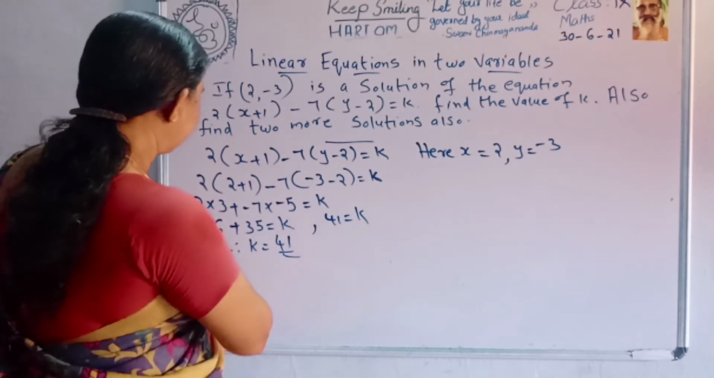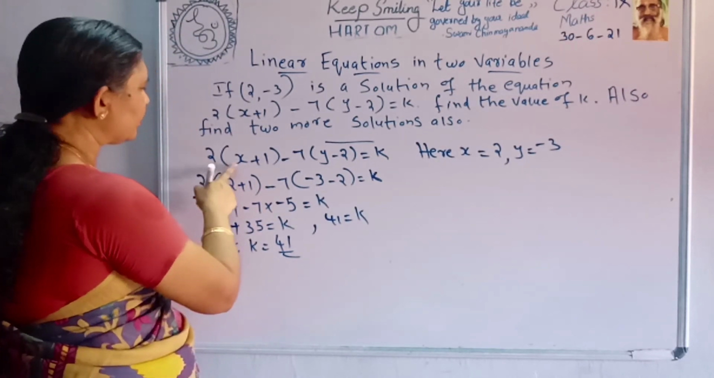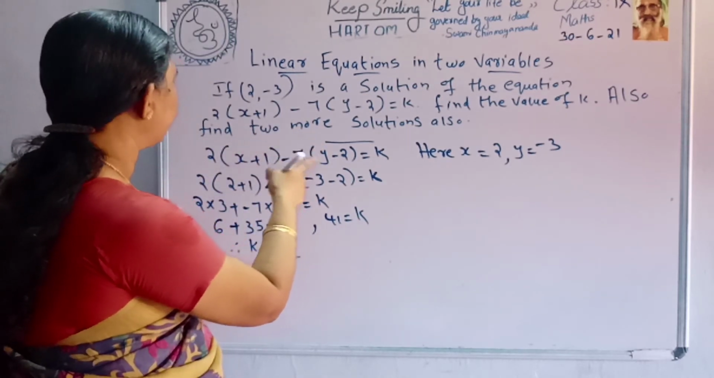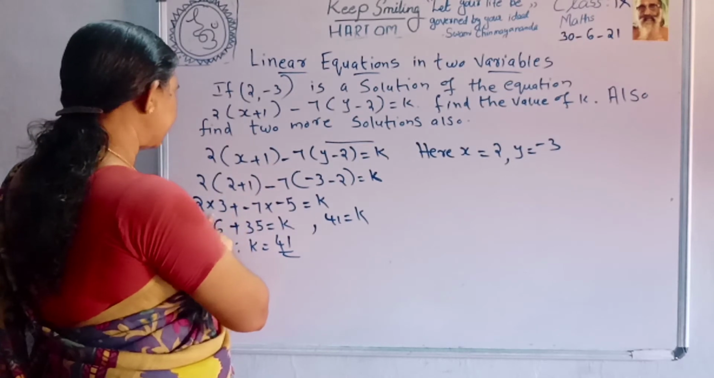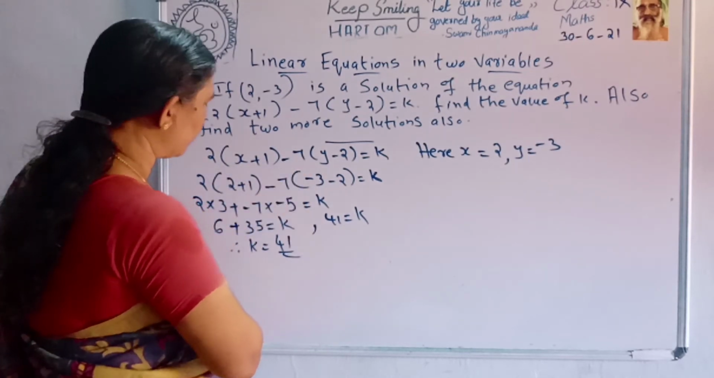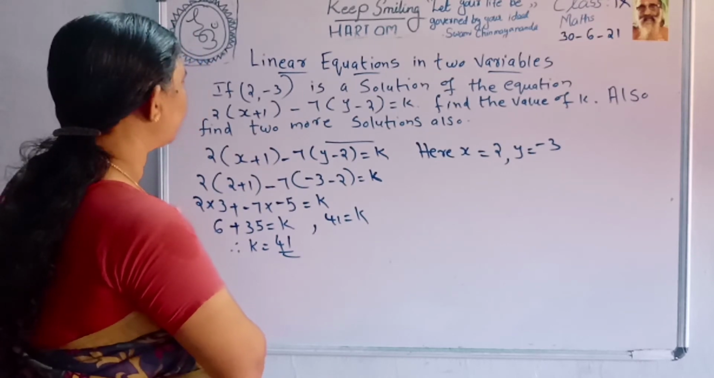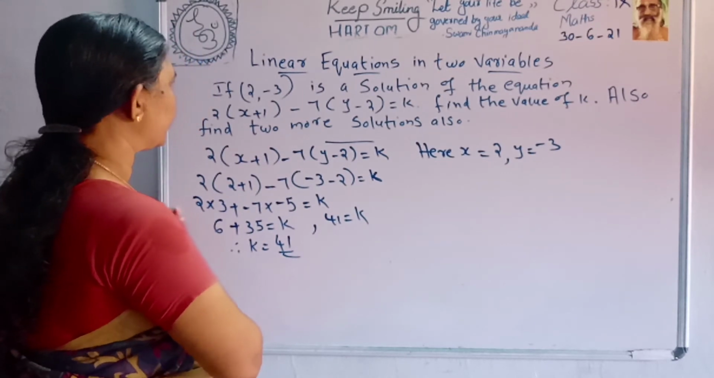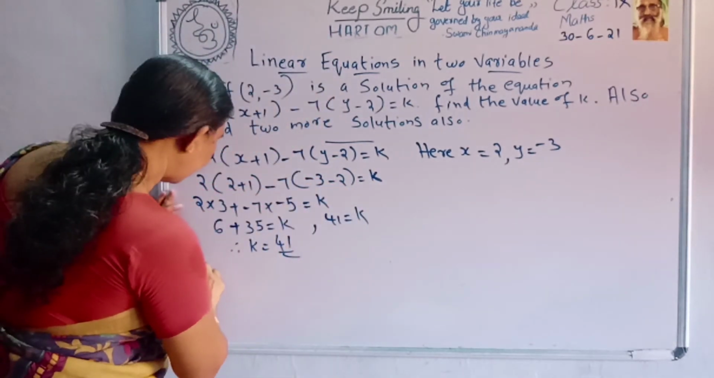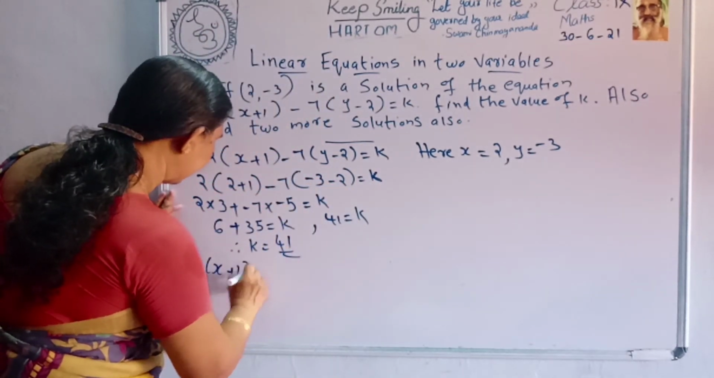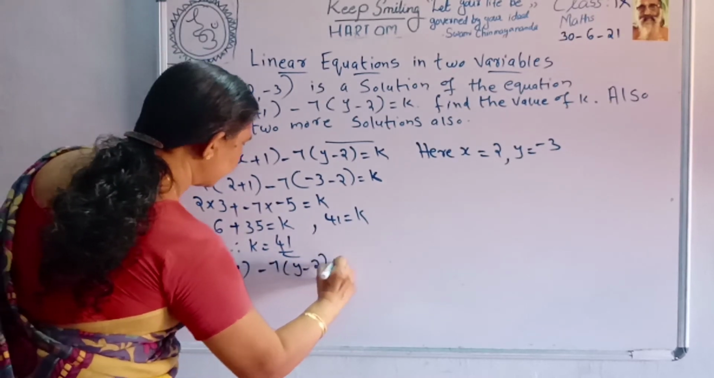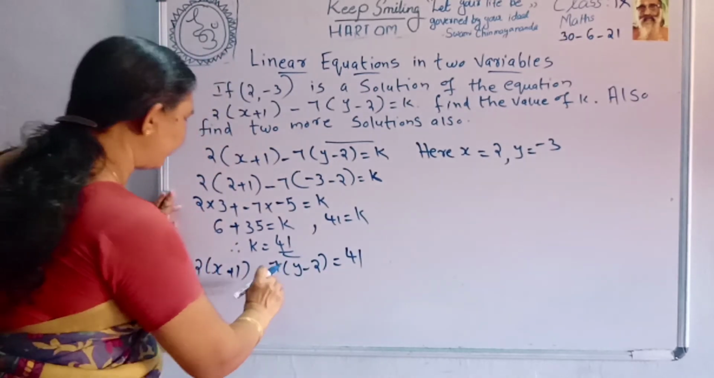Then what is the equation here? 2 into x plus 1 into 7 into y minus 2 is equal to k. Therefore, we can simplify it as 2 into x plus 1 minus 7 to y. Then also find two more solutions of the equation. Then what is the equation? The equation is 2 into x plus 1 minus 7 into y minus 2 is equal to 41. Instead of k, we can write 41.